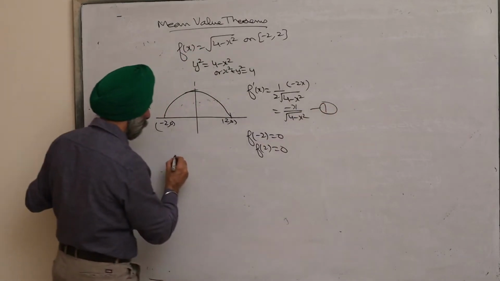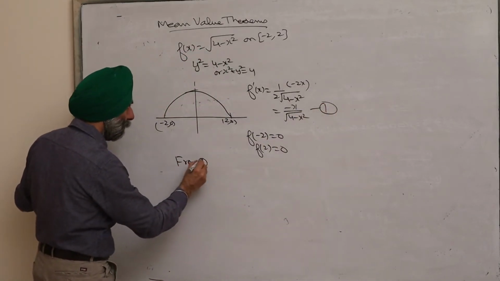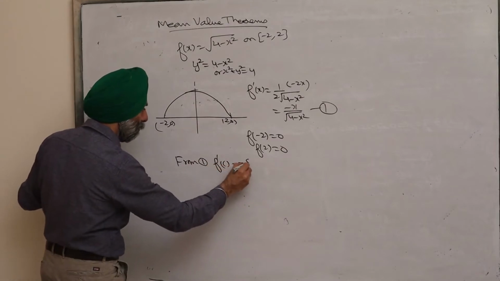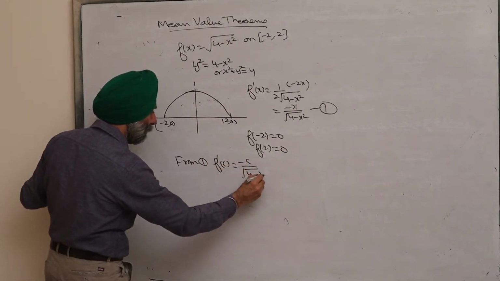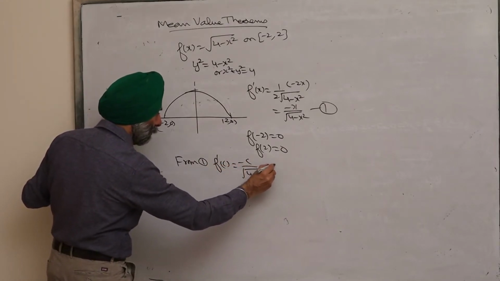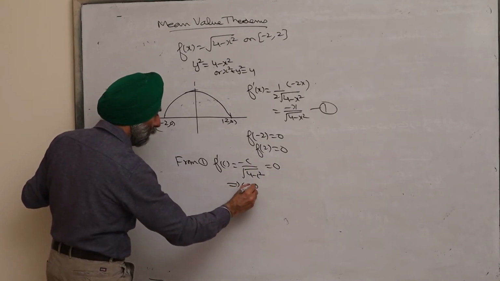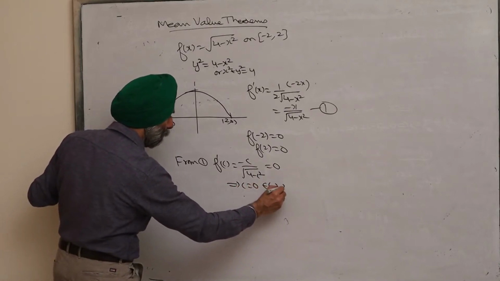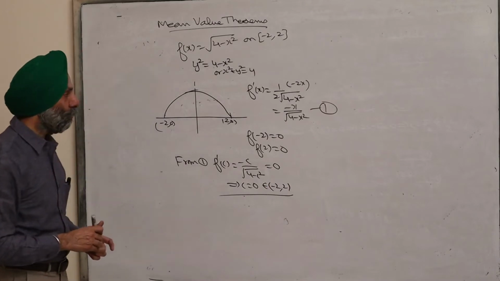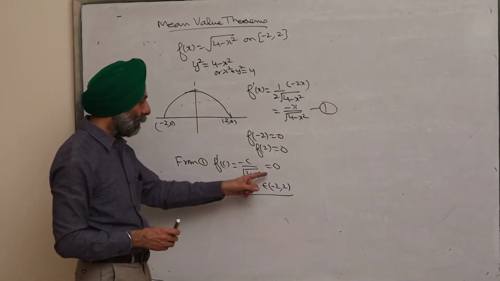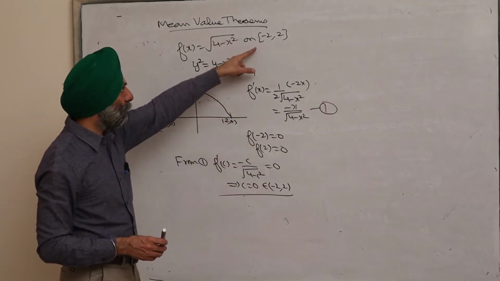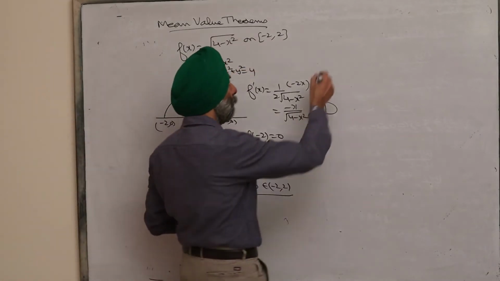So therefore, from first, f dash c is equal to minus c over under root of 4 minus c square. Now according to Euler's theorem it is equal to 0. This implies c is equal to 0, which belongs to the open interval minus 2 to 2. So that is c is equal to 0, which belongs to the interval minus 2 to 2 here.